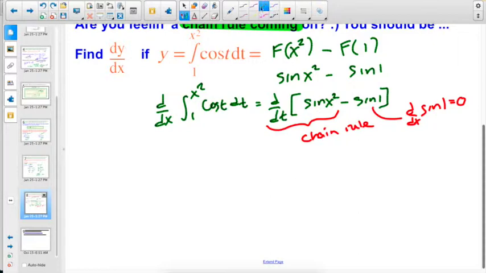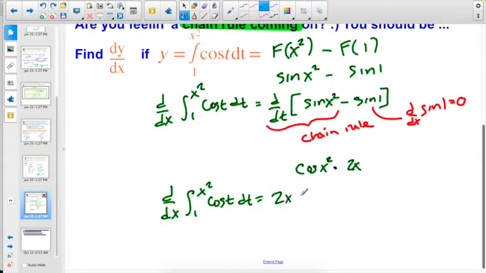So the derivative of sine is cosine. So we have the cosine of x squared, but then we also need to take the derivative of the inside function, which is x squared. So we have another 2x. So the derivative of this definite integral ends up being 2x cosine x squared.